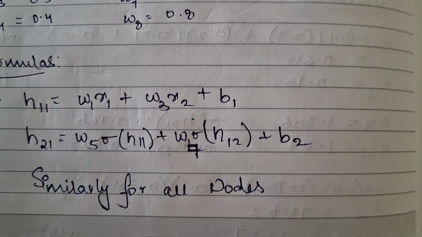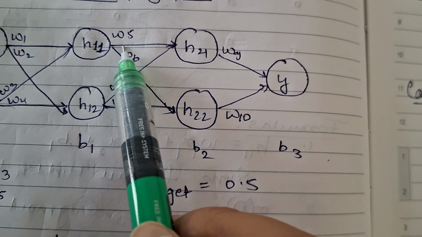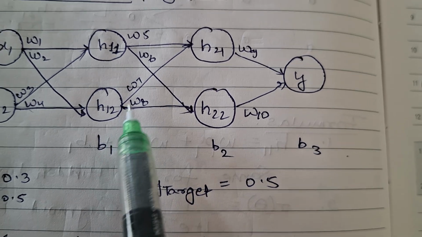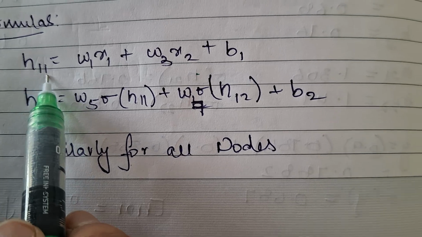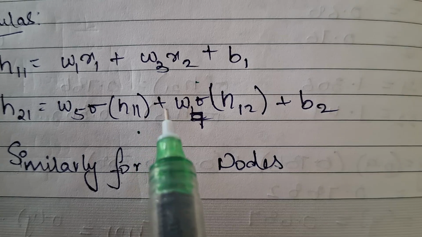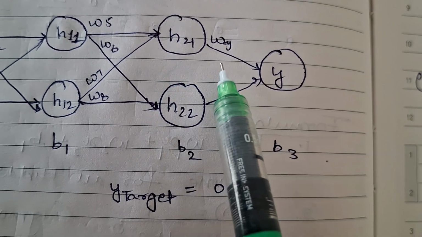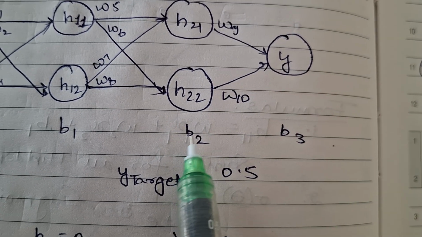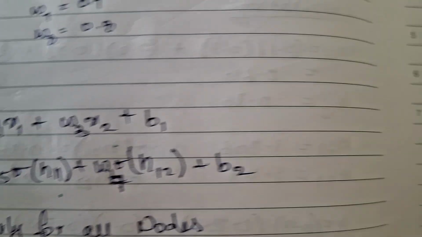Similarly for H21, now we have come to hidden layer 2. For H21 we have H11 contributing with the weightage of omega 5 and H12 contributing with the weightage of omega 7. Here we do not consider H11 or H12 directly, we take their sigmoid function. Sigmoid function is a type of activation function which we will study later. Here at H21, since it belongs to hidden layer 2 and the bias corresponding to hidden layer 2 is B2, we have added a bias B2. This will be done similarly for all the nodes.